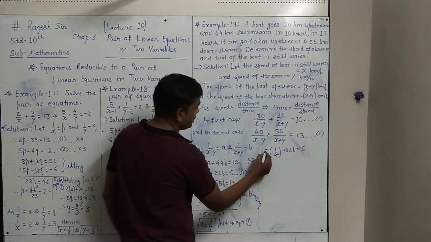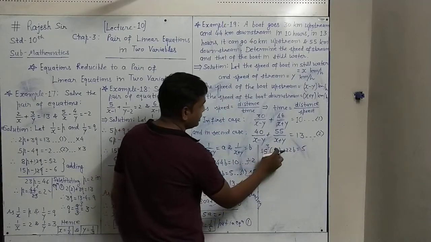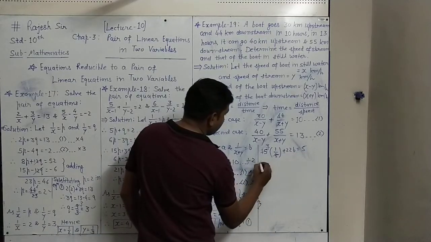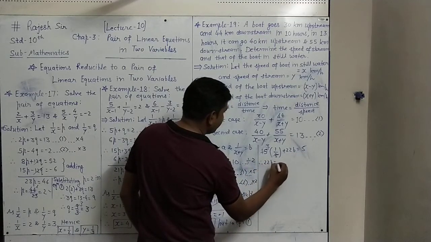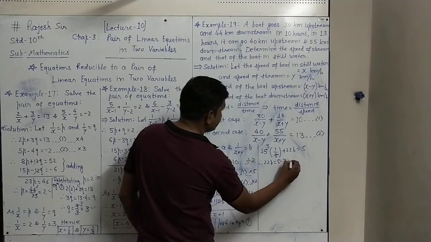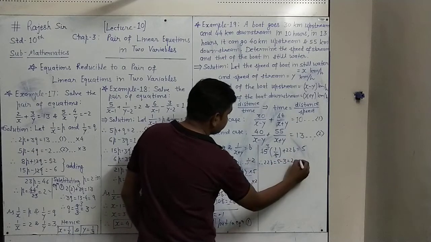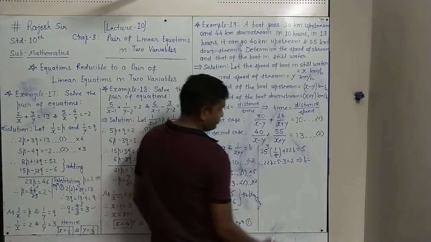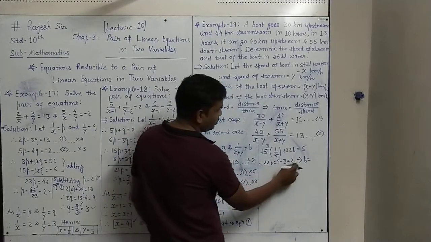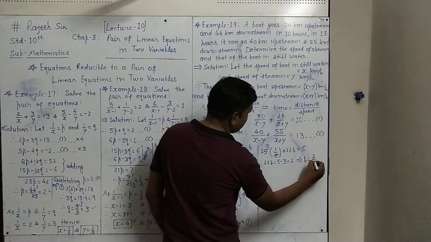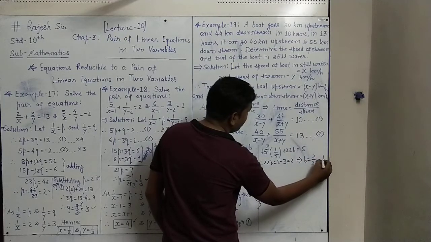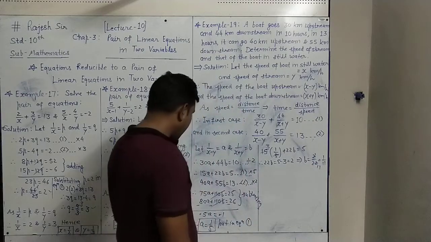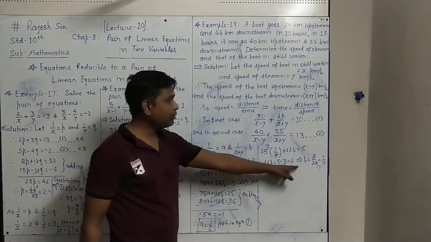So 5 3s are 15, it will be cancelled, 3 1s are 3. If we take it to the other side, it will be 22b equals 5 minus 3 equals 2. Therefore b equals 2 upon 22. This 22 will come down to 2, so 2 upon 22 will give 1 upon 11. 2 1s are 2, 11 2s are 22. So we have a equals 1 upon 5 and b equals 1 upon 11.